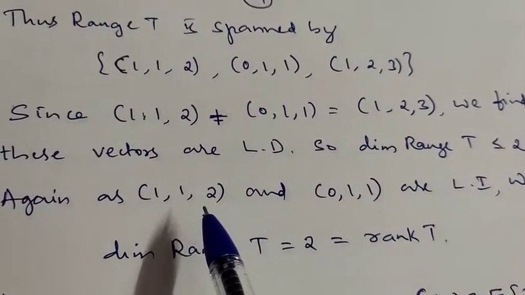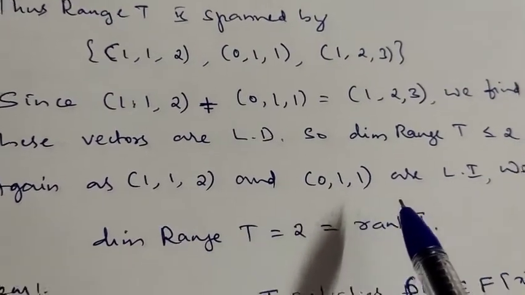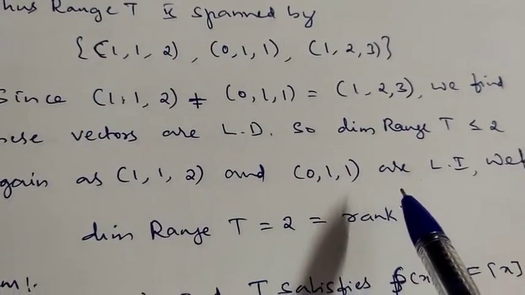Now you can check that the vectors (1, 1, 2) and (0, 1, 1) are linearly independent.